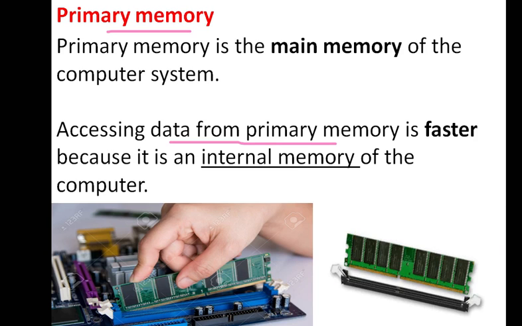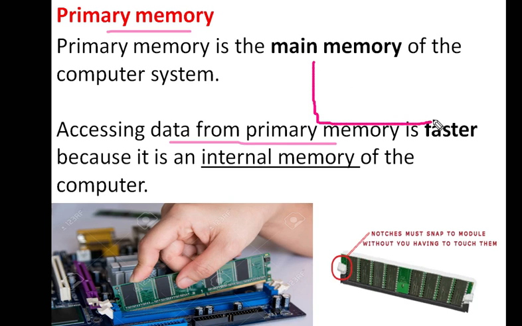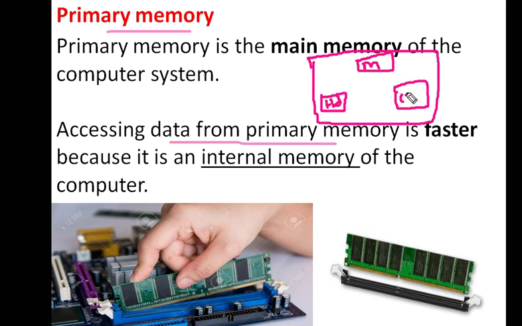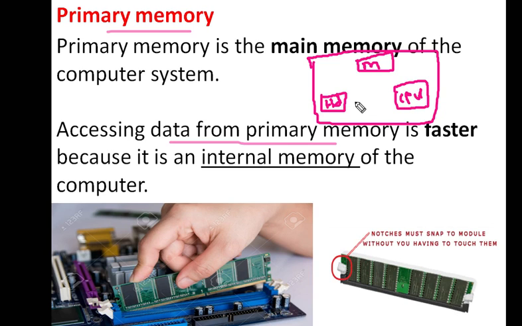For example, this is your CPU tray. Here this is the hard disk, or you can call it secondary memory, and this one is what? Main memory, and this is called your CPU. Here every data should go to the CPU. It may be primary memory or it may be secondary memory. Now we are talking about primary memory. This is what? Primary memory.